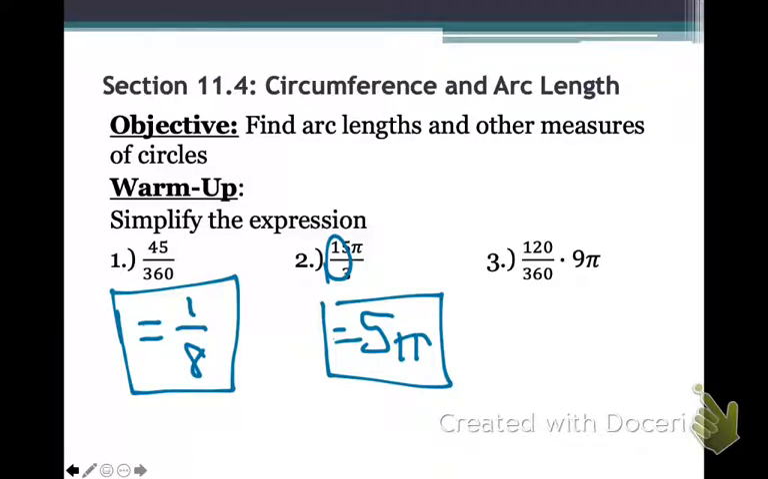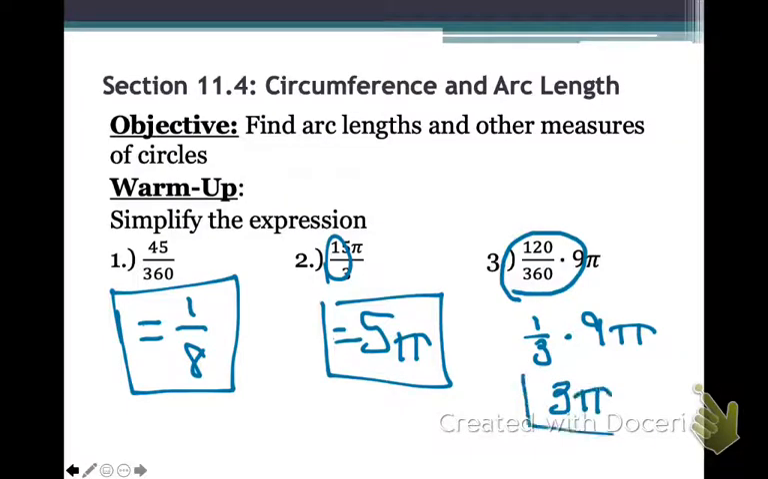All right, and number 3, you can just type everything in your calculator, 120 over 360 times 9. Don't put the pi in there. Or if you want, you could simplify. This is 1/3 times 9 pi. And a third of 9 is 3. So my answer would just be 3 pi.